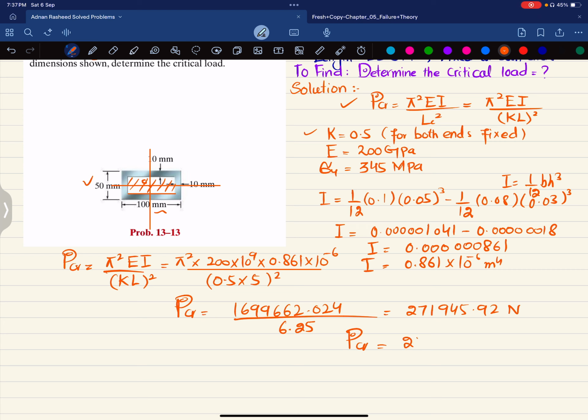to 271.94 kilonewton, and if you round it off, P critical will be equal to 272 kilonewton. So this is the maximum axial compressive load that can be applied to this column.